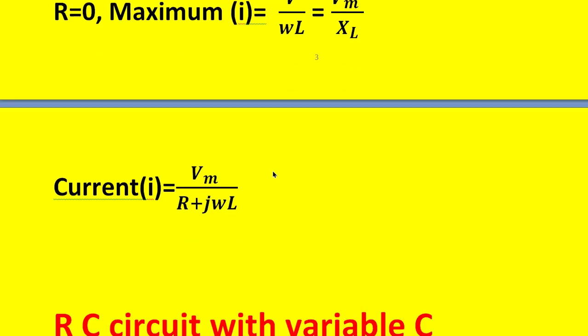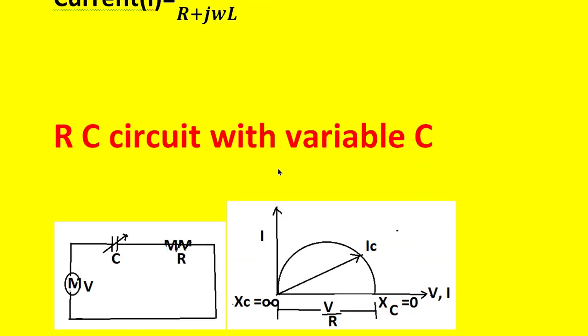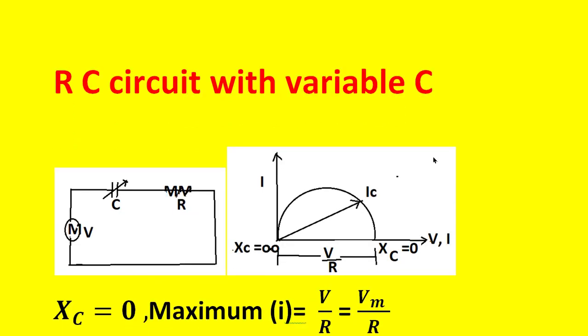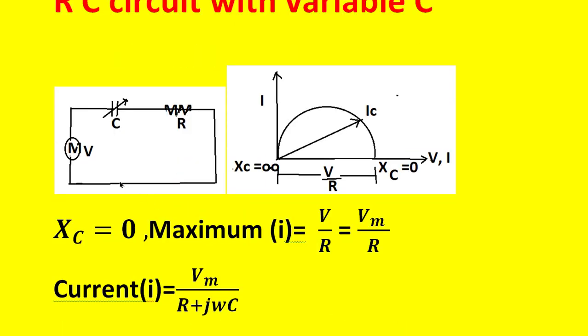Next, suppose we have the RC series circuit with variable capacitance like this. In this case also, the first thing we have to do is make the variable element reactance equal to 0, that is XC is equal to 0. Then find out what is the current flowing. So then we get V by R, where V is the maximum voltage, that is Vm divided by R.